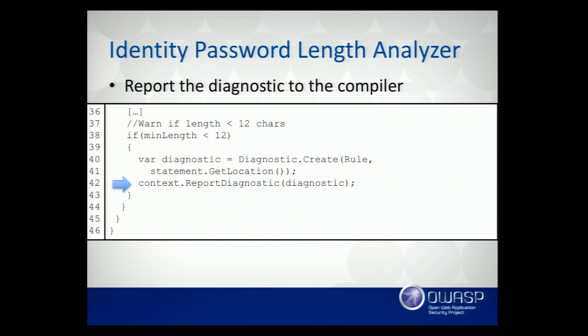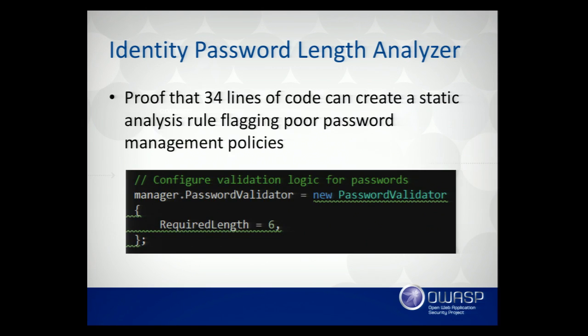How simple is that? So in about 34 lines of code, we just created a static analyzer rule that underlines the password validator expression with our squiggles and says required length of 6 is not good. You can do better. It's so easy. So all I have to do is just build these things out. So that's an example of a code analyzer rule.